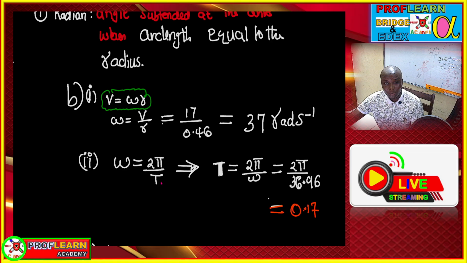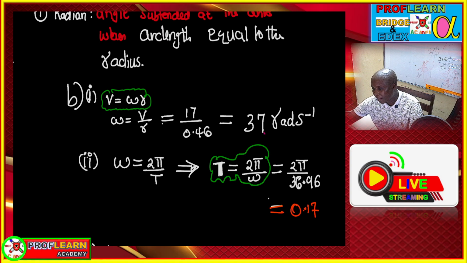Next, we were supposed to work out also the period. If you work out the period from angular speed ω = 2π/T, then we can make T the subject of the formula. This is the main formula we're going to use with the angular speed that we have gotten from the previous part, and that is going to be 0.17.